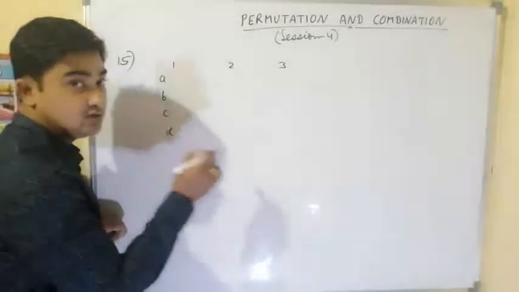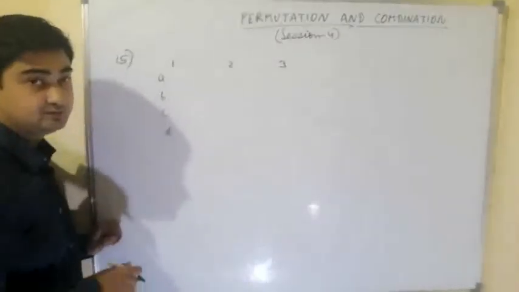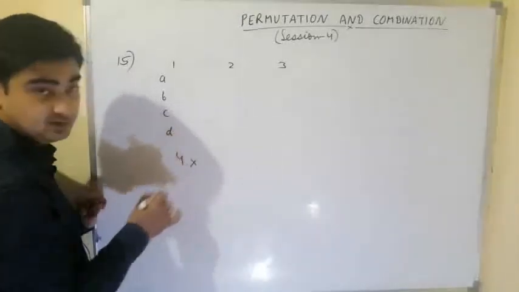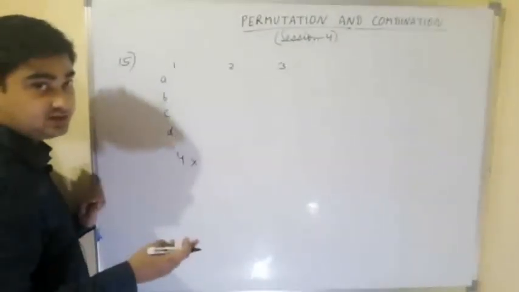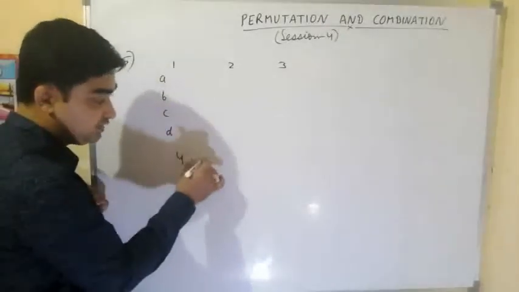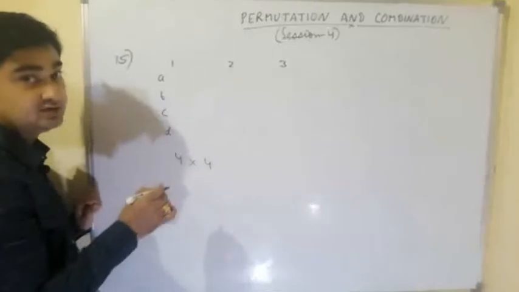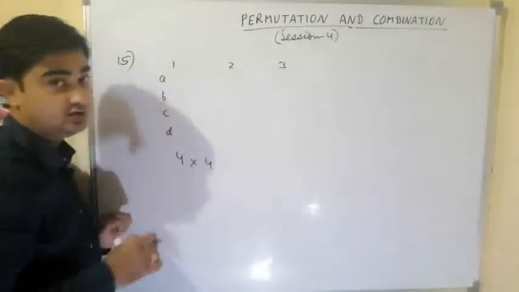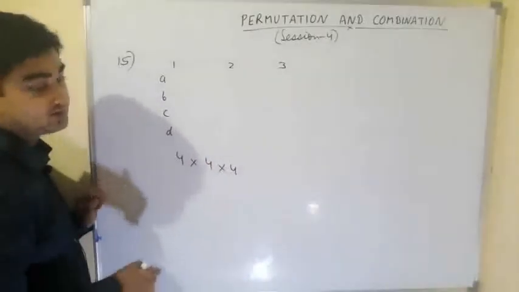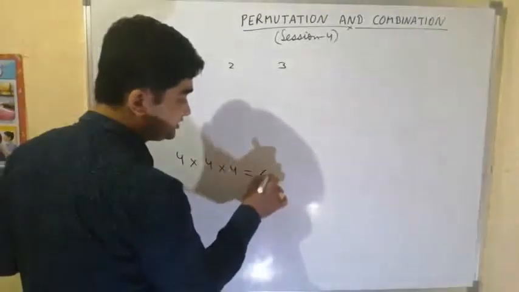And what are the total number of ways in which we can answer the problem? With question number 1, we have 4 choices. Either take A, B, C or D. And so multiply. With question number 2 also we have 4 choices. That is take A, B, C or D. And with question number 3 also we have 4 choices. So total choices available are 64.